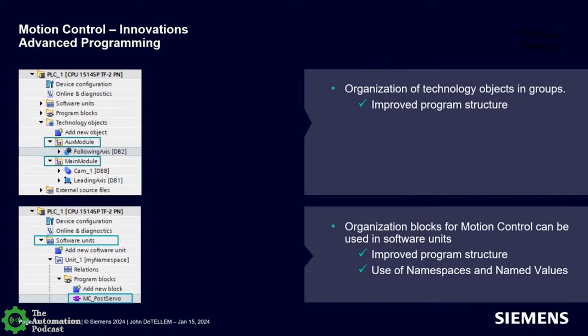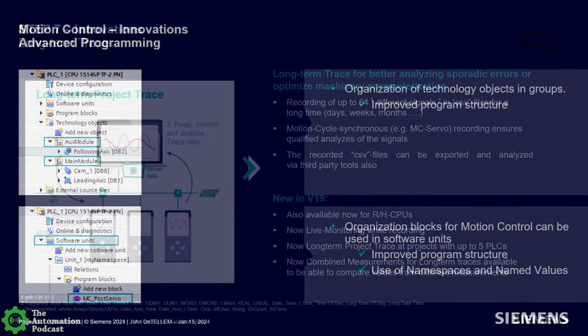And then also in v19, we introduced the ability to link the motion or the technology objects out of this traditional motion control side of the PLC so that it can be integrated into the software units for better organization and advanced programming.